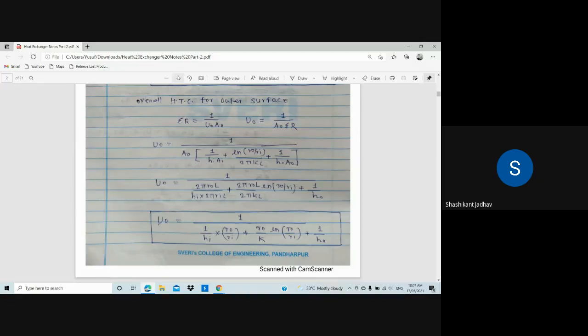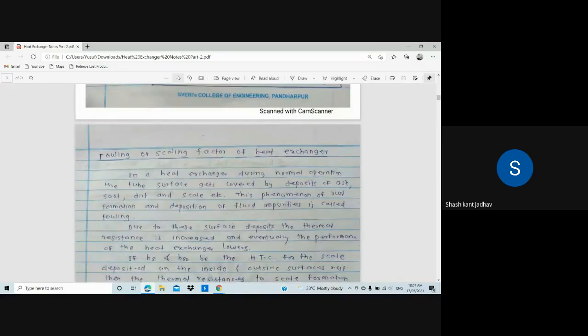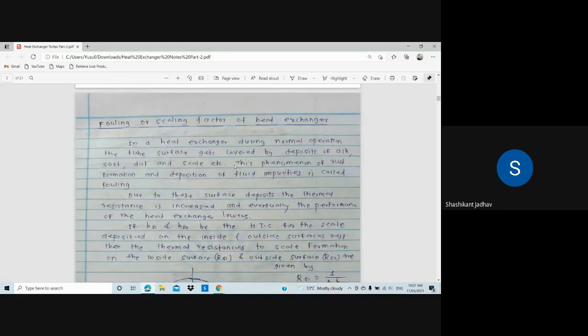After that, we discussed the fouling or scaling factor of the heat exchanger. In a heat exchanger during normal operation, the tube surface gets covered by a deposit of ash, soot, dirt, scale, etc. This phenomenon of rust formation and deposition of fluid impurities is called fouling, and due to this fouling the thermal resistance increases and eventually the performance of the heat exchanger is lowered.